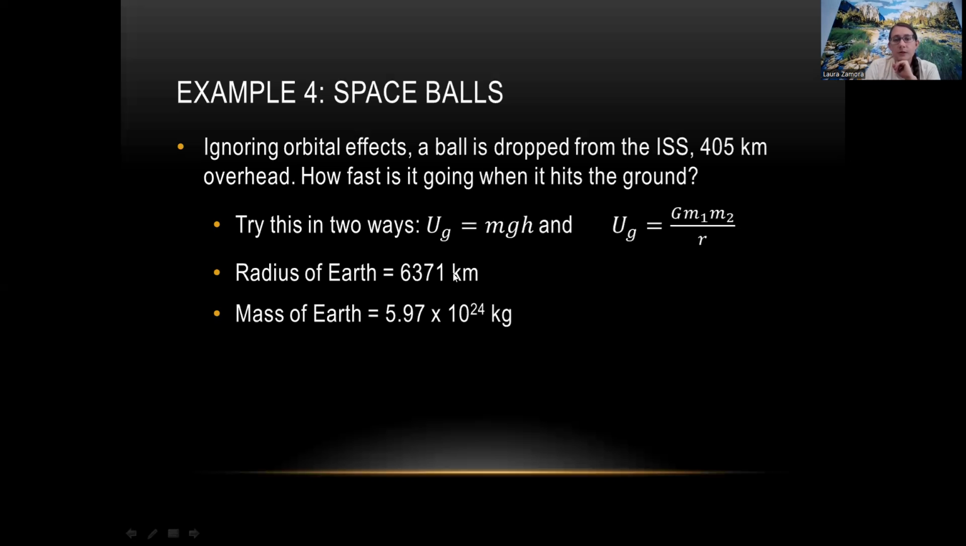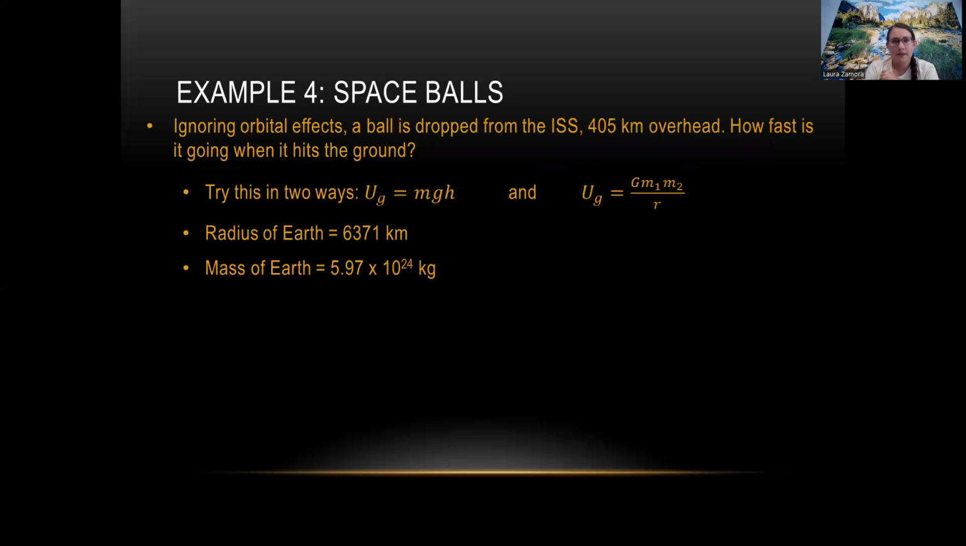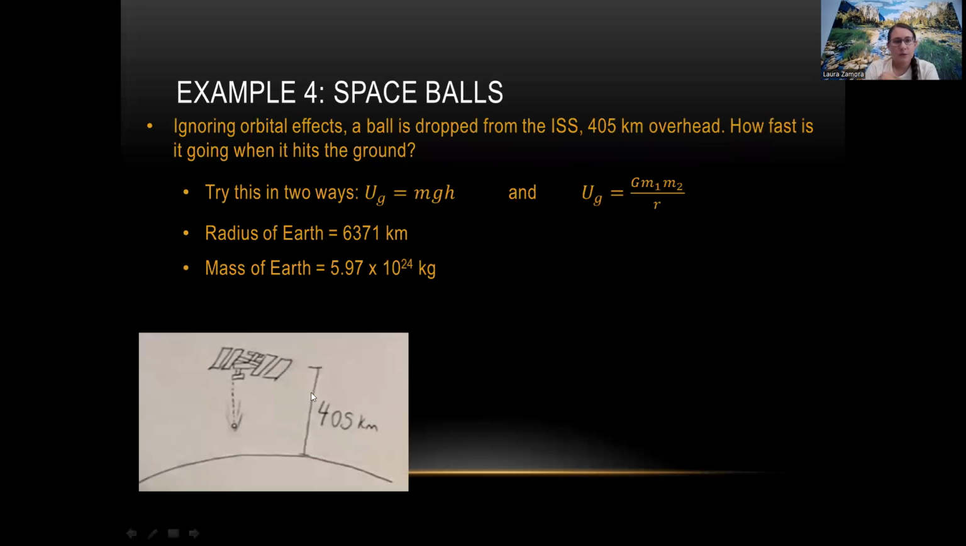Okay. So some numbers that we need to know. The radius of the Earth here is 6,371 kilometers. And the mass of the Earth is 5.97 times 10 to the 24 kilograms. So here's a picture of what is happening, right? Here's the International Space Station. We're dropping a ball, plummeting down towards the Earth. The International Space Station is 405 kilometers above the surface.